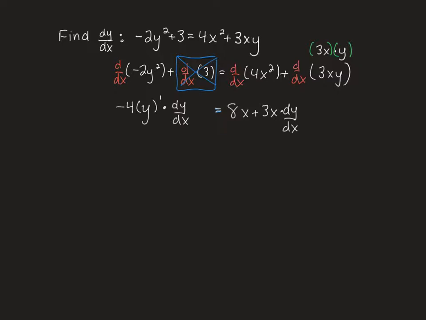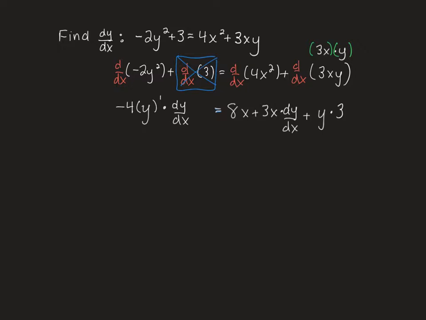So there's first times derivative of the second plus the second, which is the y, times derivative of the first. Now when I do derivative of 3x with respect to x, all that is simply a 3. And now I've done all my derivatives, and what I need to do now is collect all my dy/dx terms. So let me get a feel for my different terms on here.